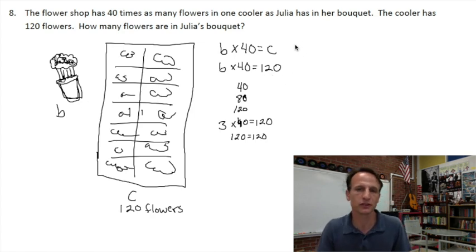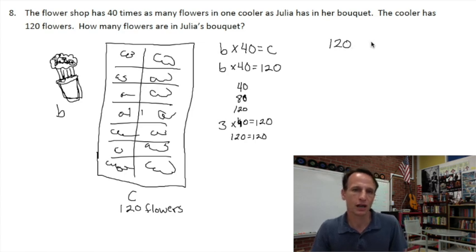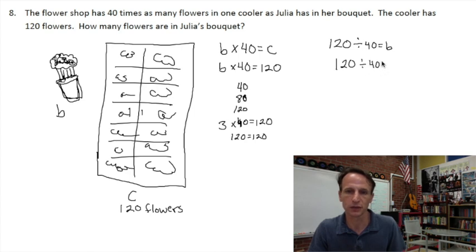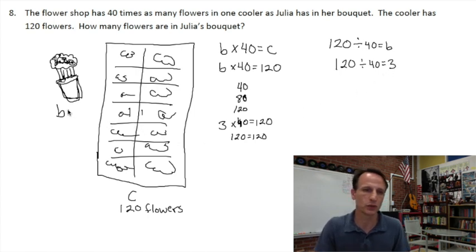Another way you could do this is the inverse operation. You say to yourself, okay, 120 flowers. If that's 40 times, then dividing that by 40 will give me the number in her bouquet. And you will discover through the miracle of division that 120 divided by 40 is also 3. So the bouquet is 3.